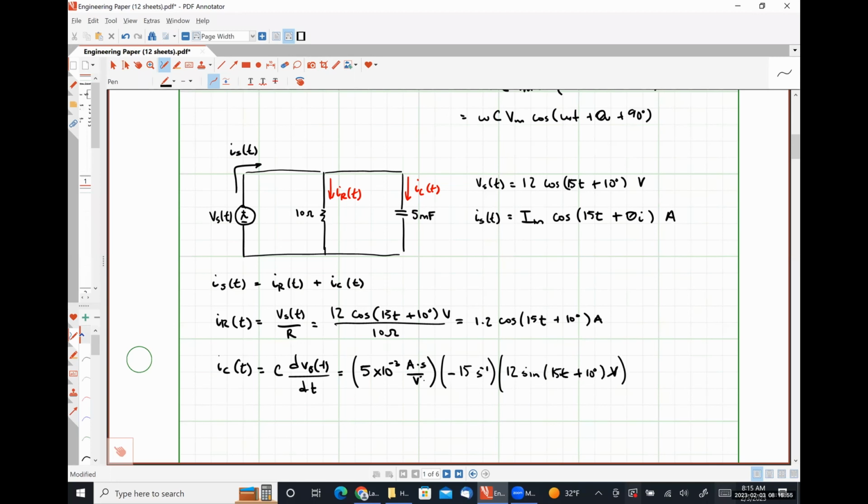We can see that our volts cancel our volts, our per seconds cancel these seconds, and we're left with something in amps. And if I do the math, 5 times 10 to the minus 3 times negative 15 times 12 looks like negative 0.9. So negative 0.9 sine 15t plus 10 degrees amps. And I got to go to the next page. You guys caught up, or do you need me to wait a moment?